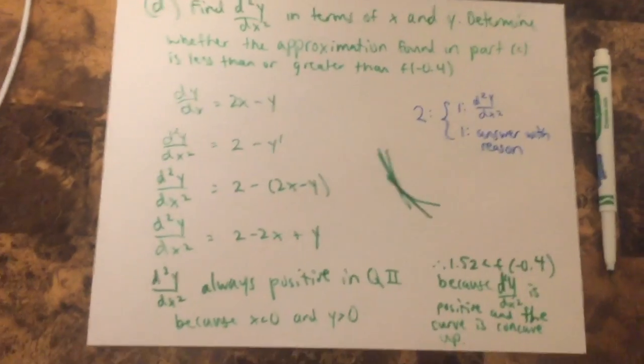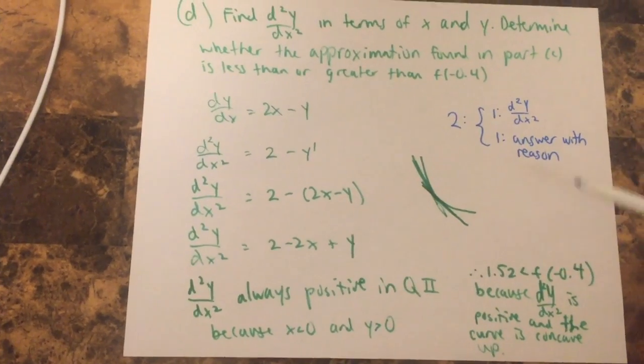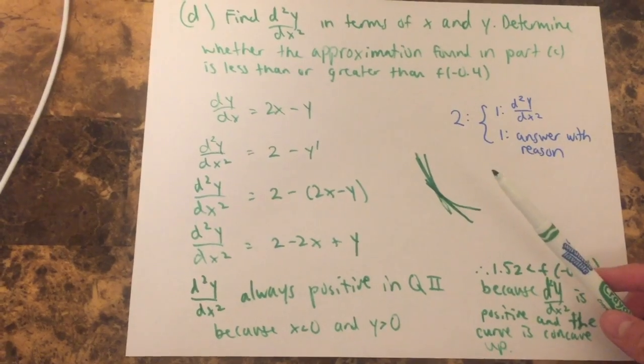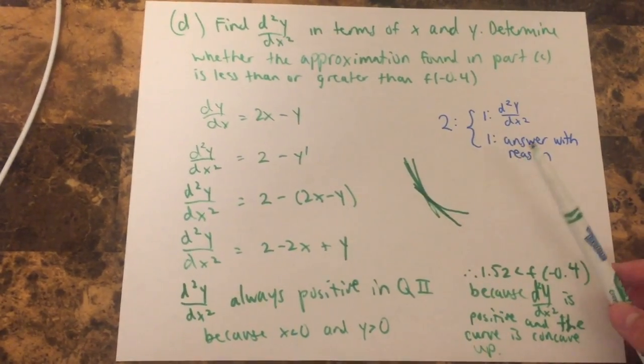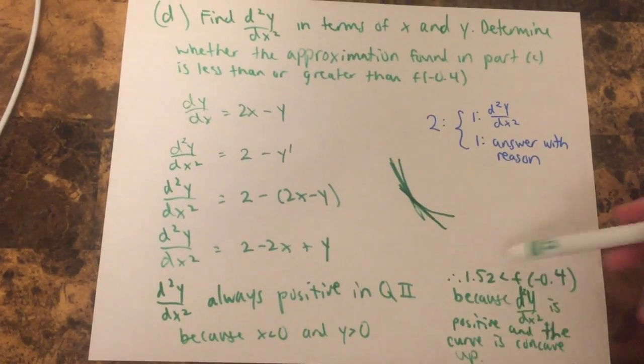And so you can get 2 points for this part. The first point comes from accurately solving for d2y over dx squared, and the second point comes from coming up with the correct answer with the reason, which is right here.